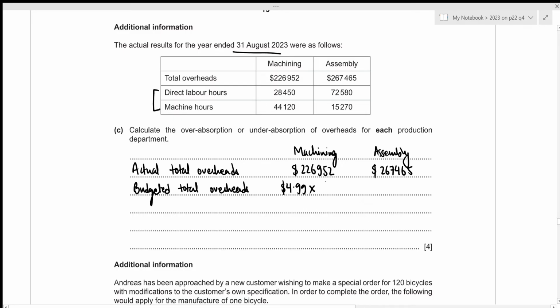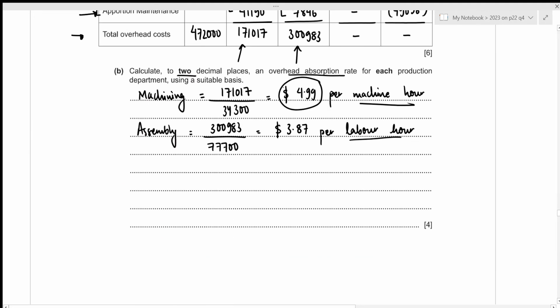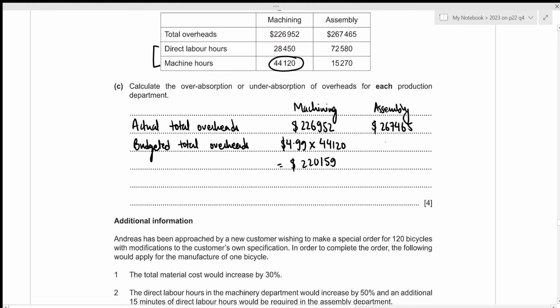by the actual machine hours from the machining department, which is 44,120. So that will be 220,158.8. We can just round it off as 220,159. We now repeat the same process for assembly department. We have our overhead absorption rate to be 3.87 per labor hour. So that's just going to be 3.87 multiplied by the actual direct labor hours, which in this case is 72,580. This gives the value of 280,884.6. Again, we can round it off as 280,885.